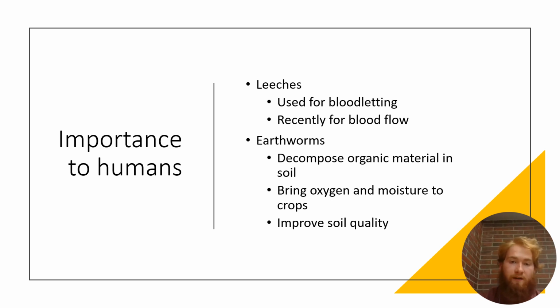Earthworms, on the other hand, eat by decomposing organic material from the soil. In the process of doing this, their tunnels help to bring oxygen and moisture to the deeper parts of the soil and the roots of crops, and overall improve soil quality to help crops grow.